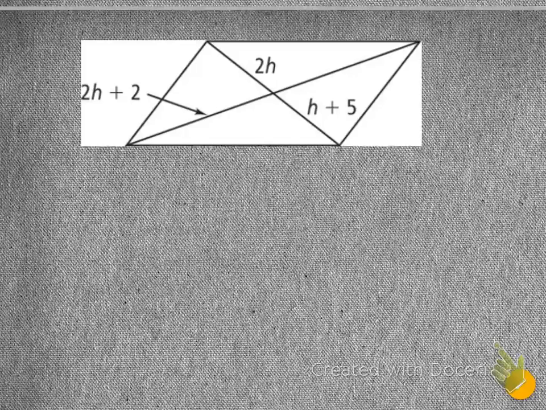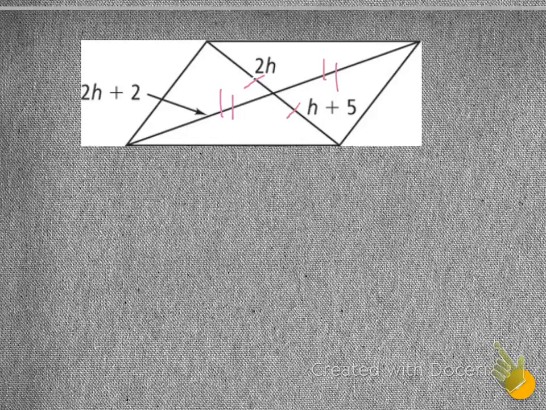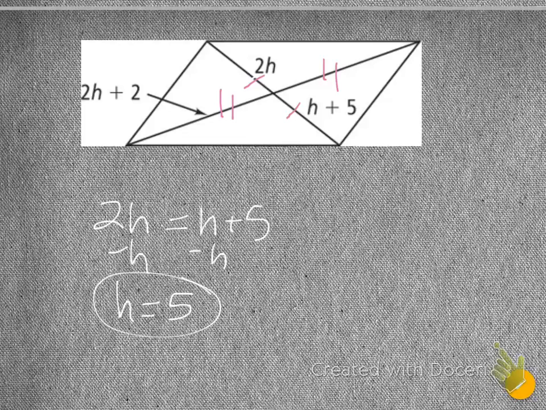Okay, so for this, my diagonals should be congruent, so if these are congruent and these are congruent, that means we can set them equal to each other. So I'm going to have 2h equals h plus 5, and I'm going to solve, so subtract h. So h equals 5. If I wanted to find those lengths, I would plug this back in for h and figure out what those lengths are.